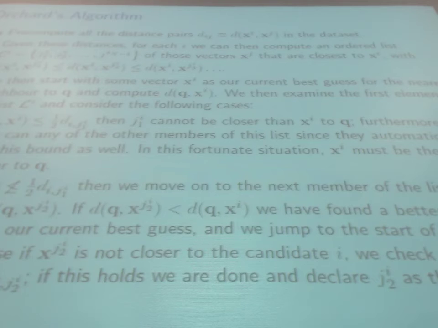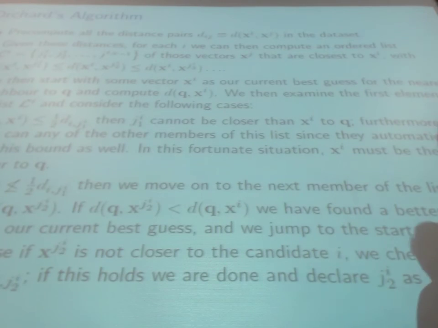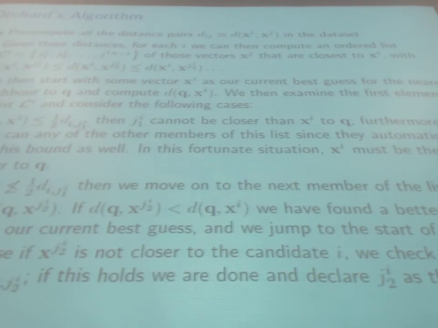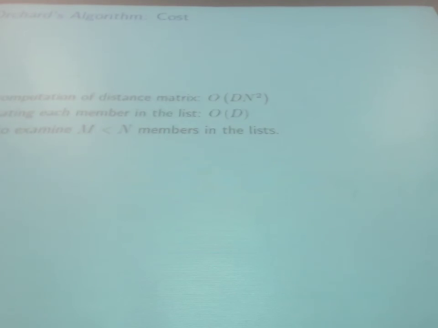So the way this works is you've got this collection of lists for each of the data points. You start somewhere on a list. You keep walking along the list until you're either done, because you found the best thing due to this inequality, or you found a better candidate than your current one, and you jump to the start of the list for that candidate. And you keep walking around and traversing these lists. This is called Orchard's algorithm. Now there are many similar algorithms. It's not such a complicated algorithm, but it's a bit difficult to explain.